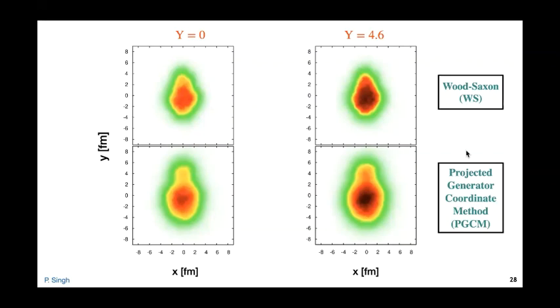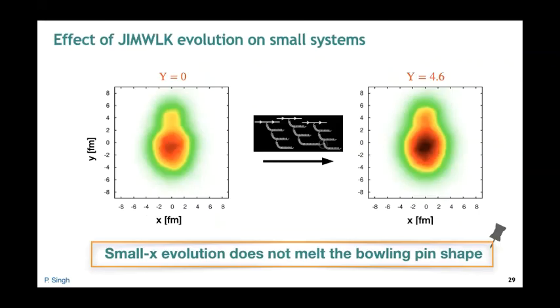Keep going. Okay, so this was one of the questions that Giuliano was basically interested in: if you do the small x evolution on small nuclei, will the shape of the nuclei be melted because of the evolution? And the answer is no. The small x evolution does not melt the bowling pin shape.